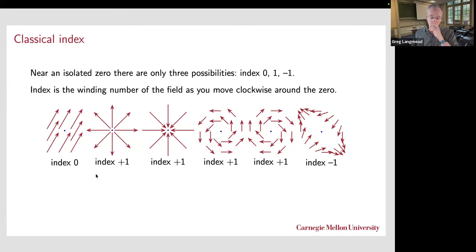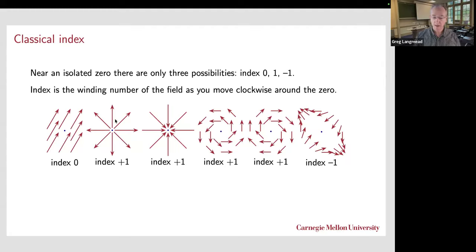So this red arrow in the left-hand picture is at 1 o'clock the whole time you move around the zero. It doesn't wind around the circle. So that's an index 0. So it's a winding number. The next example, you start at the top of this, above the zero, pointing at 12 o'clock, and then that red arrow turns all the way around as you move around the zero. So that's a winding number of +1.